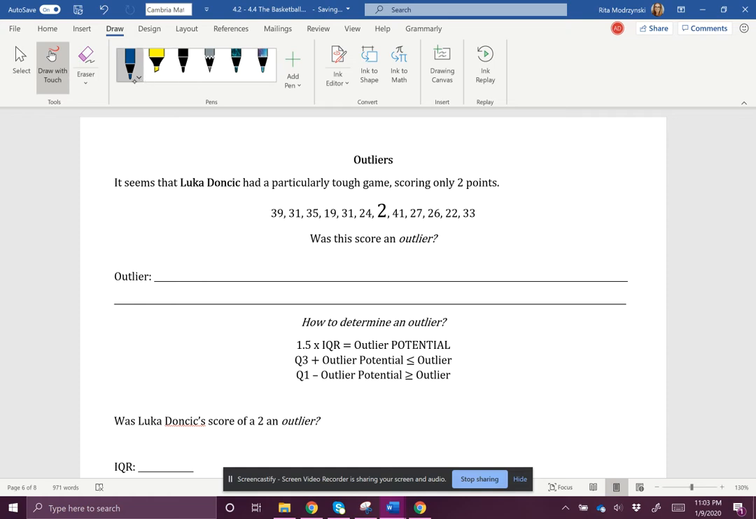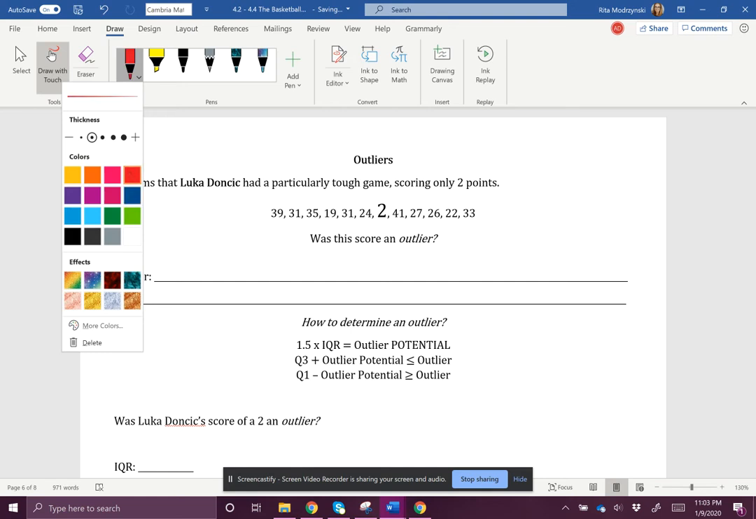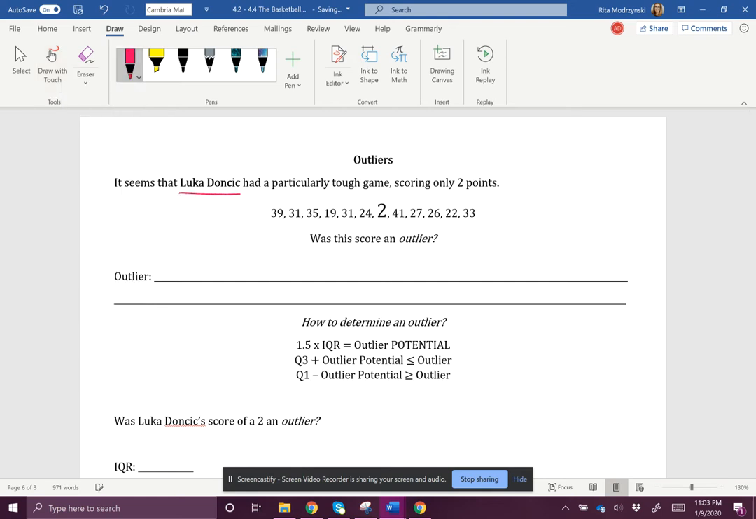You're going to notice that everybody on their page has Luca that they're talking about now, because Luca, if you notice, had a particularly rough game in his last 12 games. On one of those games, he only scored 2 points. And a lot of people are calling 2 an outlier, which it certainly seems like it is, but we're actually going to prove mathematically that it is.